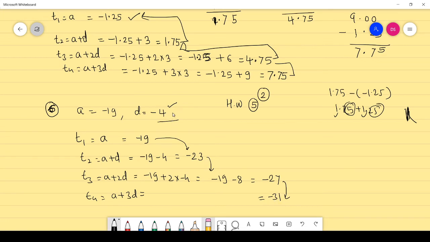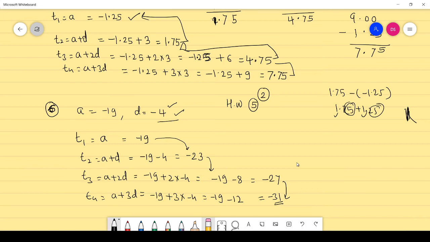It should be minus 31, right? Because the common difference is what? Minus 4. Is it right or wrong? Let's check it out. t4 is equal to what? Minus 19 plus 3 into d. d is equal to minus 4. Minus 19 will remain as it is. 3 into minus 4, that is equal to minus 12. How much is it? Minus 19 minus 12 equal to minus 31. So this is the right answer. So this is nothing but the second example.